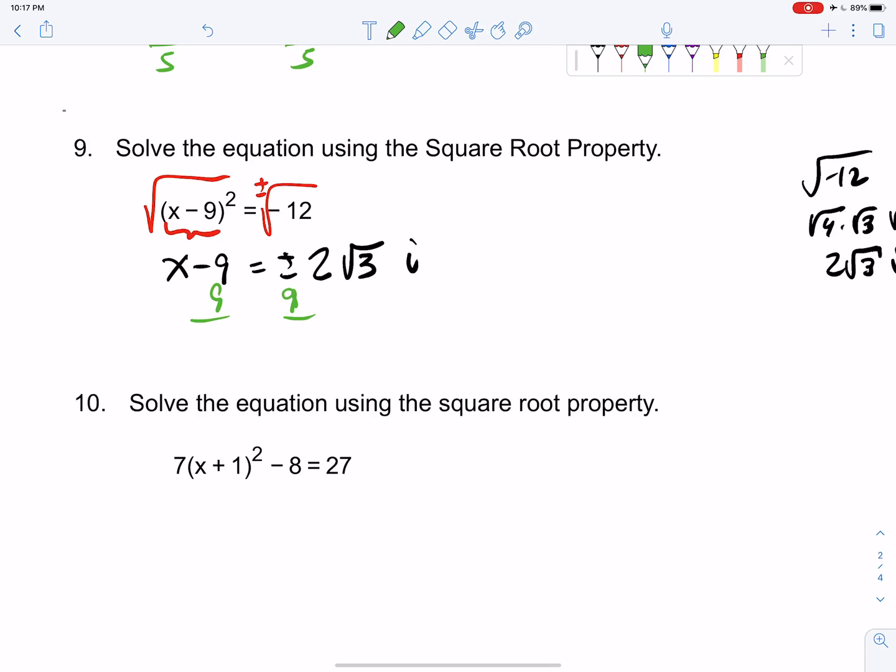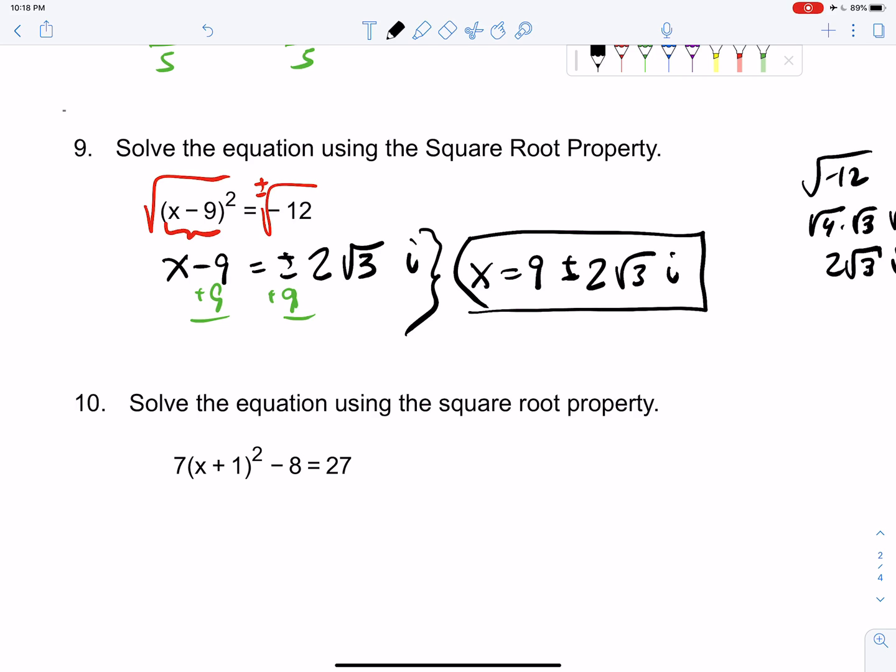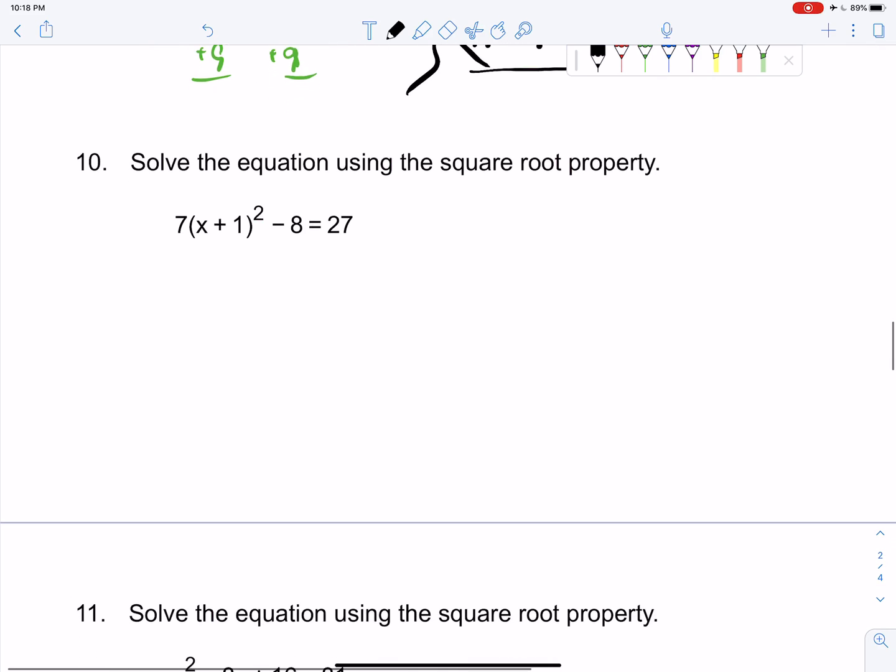Adding 9 to both sides, as I said before. And when I do that, I end up getting x equals 9 plus or minus 2 square root of 3i. And that is my final answer. Let's take a look at the next one.